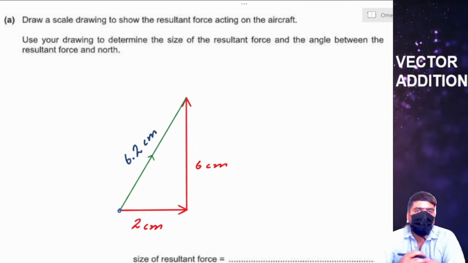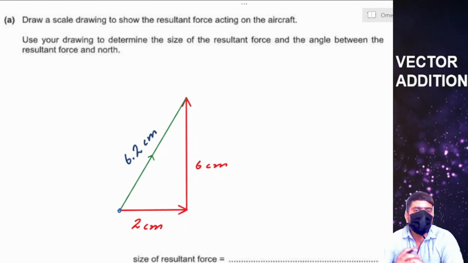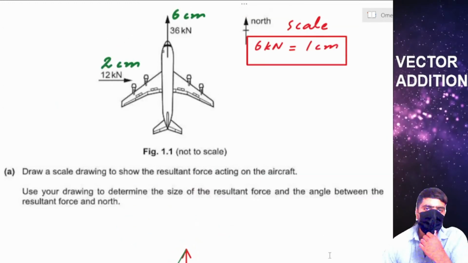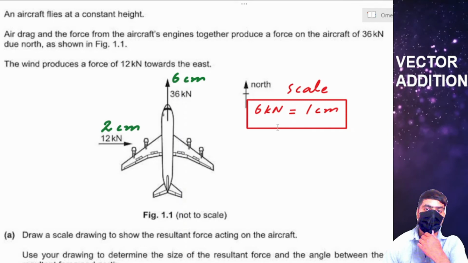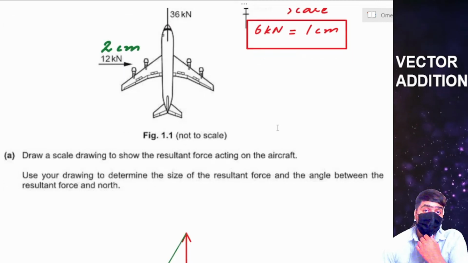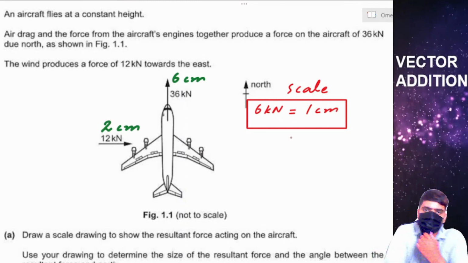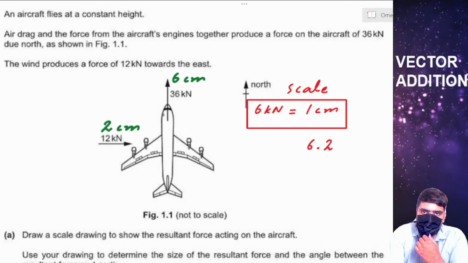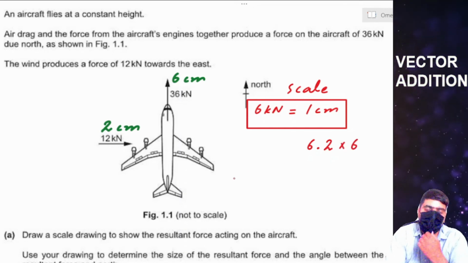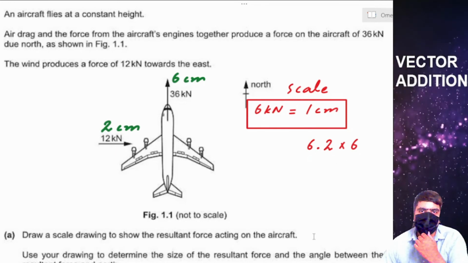The next thing is, once you have measured the length of the line, this line is 6.2 centimeters. How many kilonewtons would this line represent? According to the scale, every centimeter represents 6 kilonewtons. 2 centimeters would represent 2 times 6 kilonewtons. 3 centimeters would represent 3 times 6 kilonewtons. So 6.2 centimeters would represent 6.2 times 6 kilonewtons. Once again, you can hit it on the calculator, 6 times 6.2.